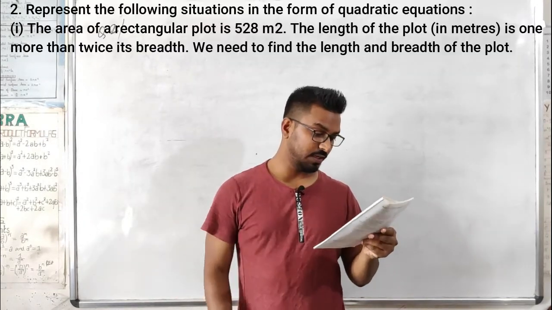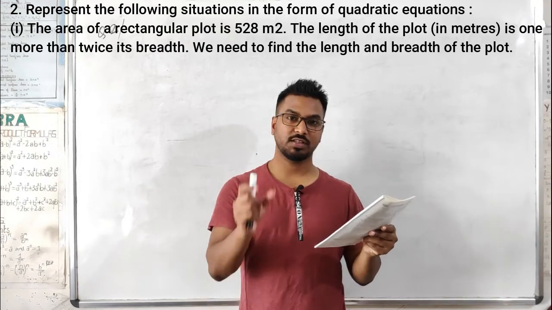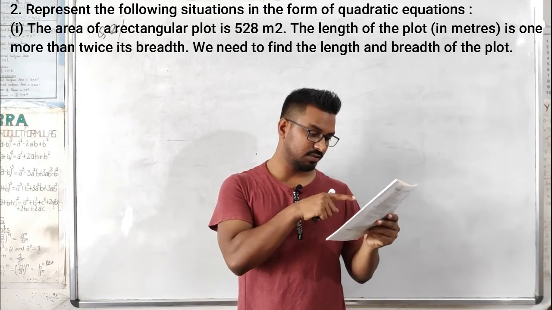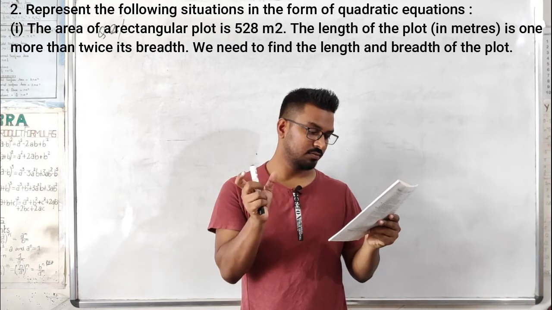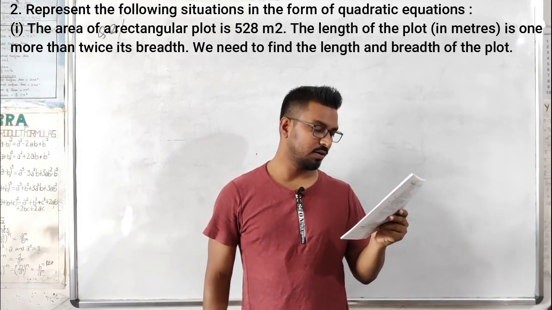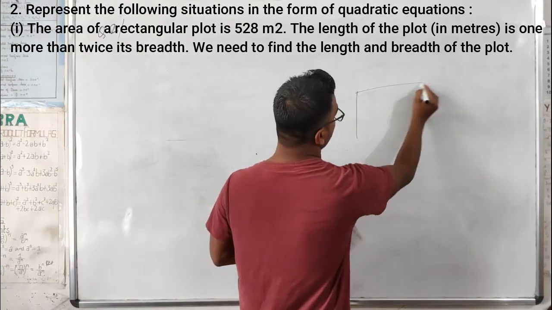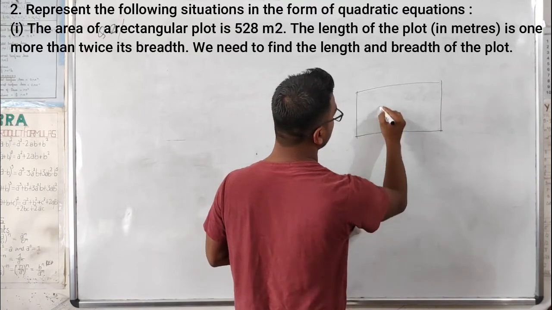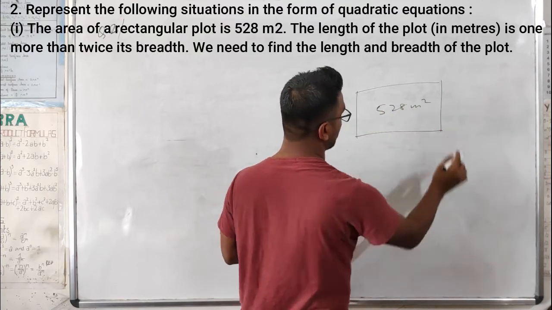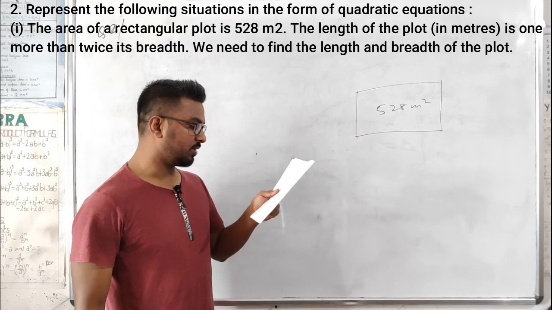Next question is given, represent the following situation in the form of quadratic equation. You just frame this statement into quadratic equation. Okay, so the first question is given, the area of a rectangular plot is 528. So the area of a rectangular plot is given how much? 528 meters square. The length of the plot is 1 more than twice its breadth.